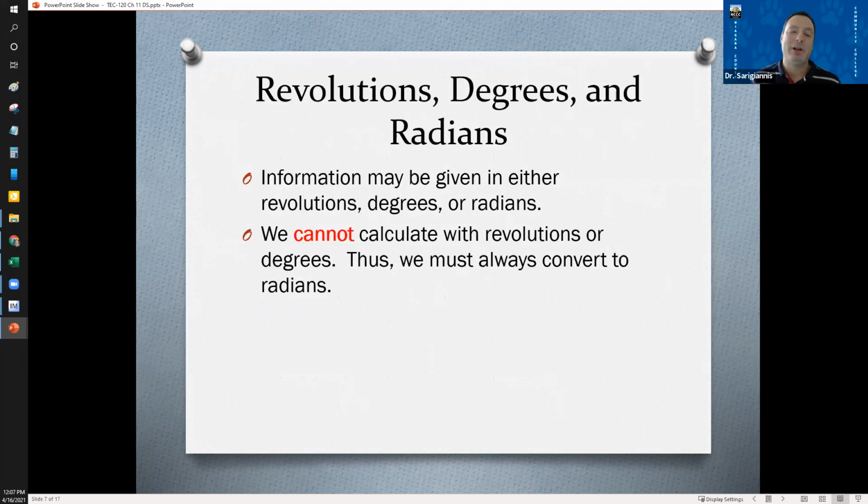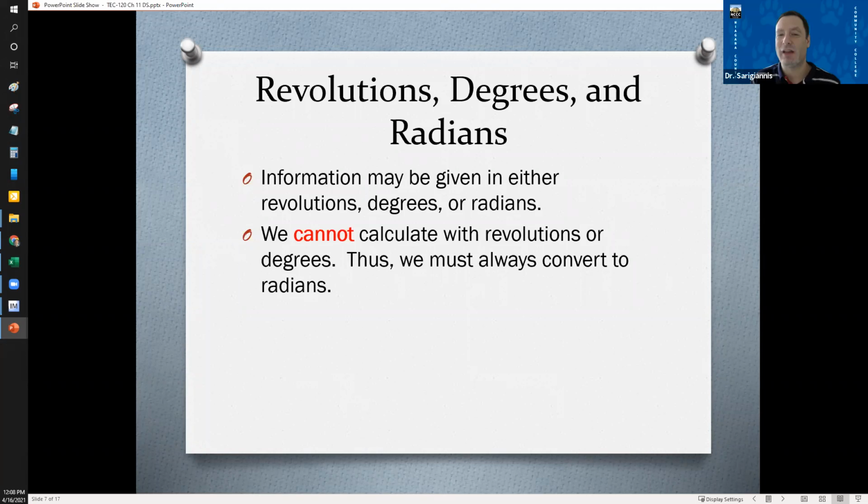The point about units here: you may be given information in revolutions or degrees or radians, but you don't do the calculations with revolutions or degrees. You always do these calculations with radians.